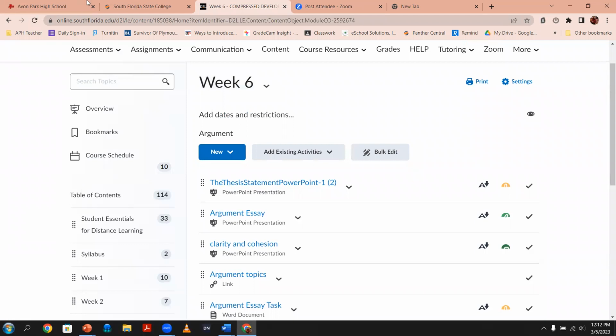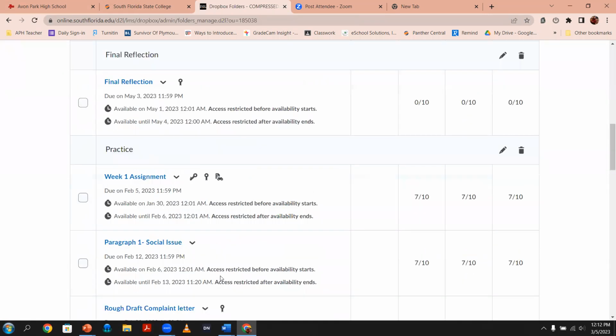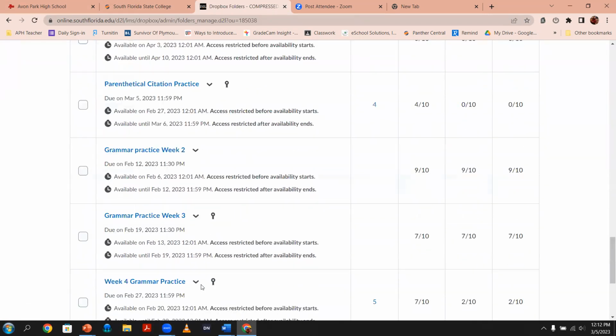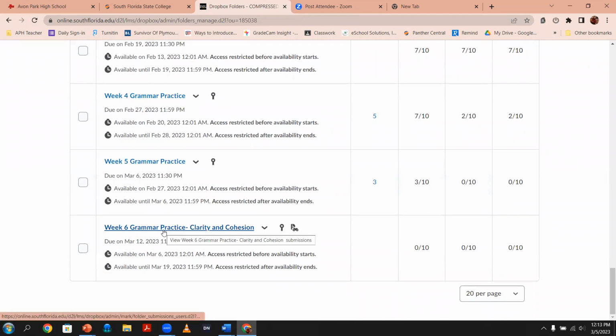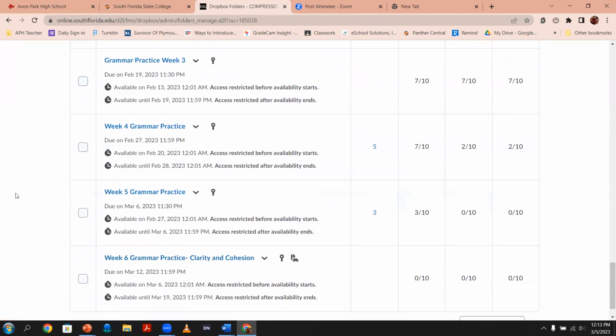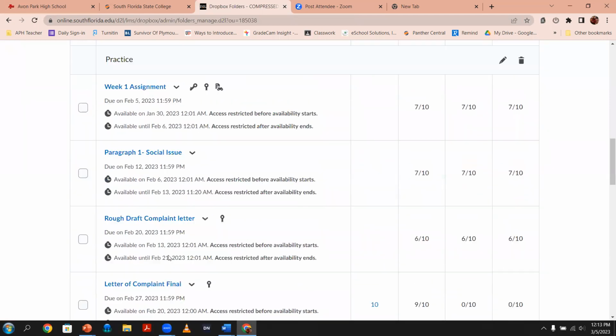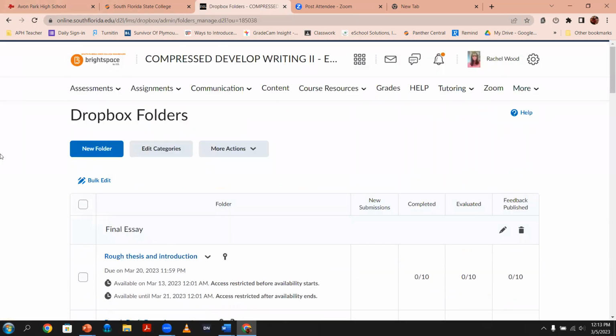And then your grammar practice is located under assignments, under Dropbox. I'm just going to click on that and go to here. It will be all the way at the bottom where it says week 6 grammar practice, clarity and cohesion. You'll click on that and complete the assignment. You'll see I have some grading to do. That'll be done as well.